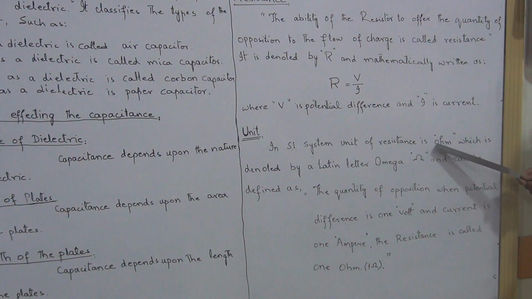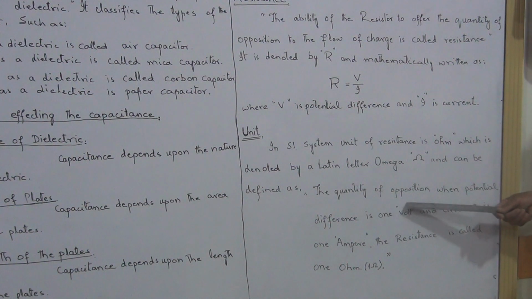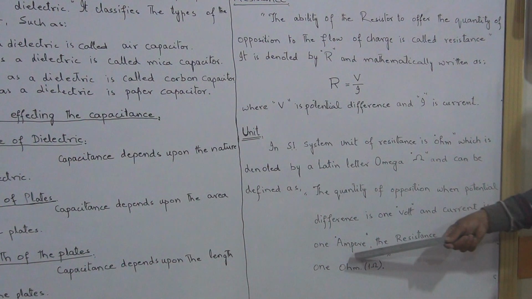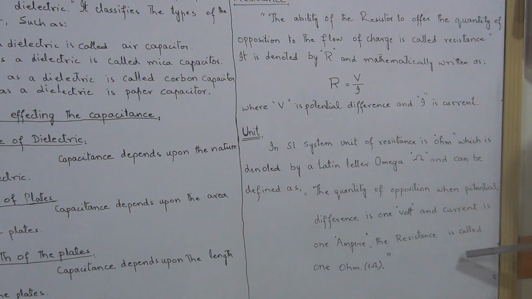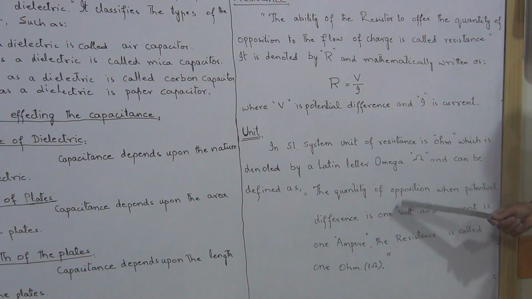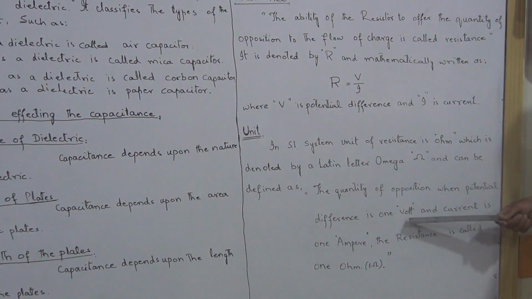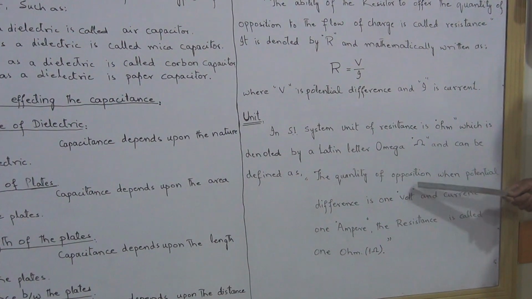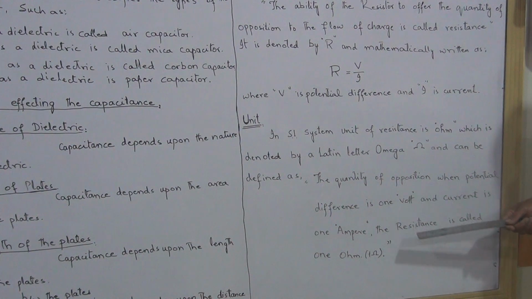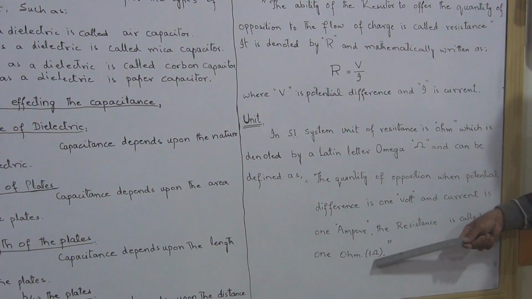The ohm, the unit of resistance, is defined as the quantity of opposition when the potential difference is 1 volt and the current is 1 ampere. That resistance is called 1 ohm. 1 ohm means current 1 ampere and potential difference 1 volt. That opposition is called 1 ohm. It is written as 1 followed by the omega symbol.